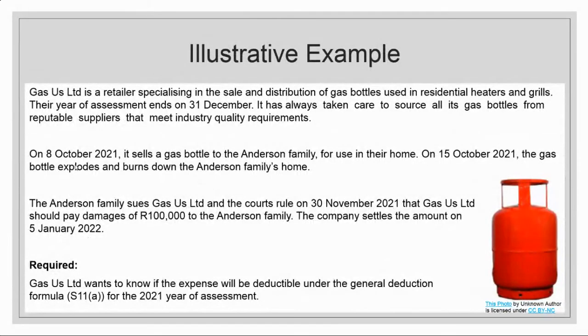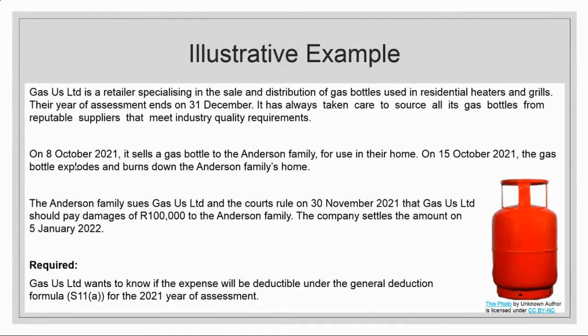Now let's do an illustrative example to just show you how to apply each of these components when you get a question. Okay, so in this question we say Gas US Limited is a retailer specializing in the sale and distribution of gas bottles used in residential heaters and grills. The year of assessment ends on 31st of December. It has always taken care to source all of its gas bottles from reputable suppliers that meet industry quality requirements.